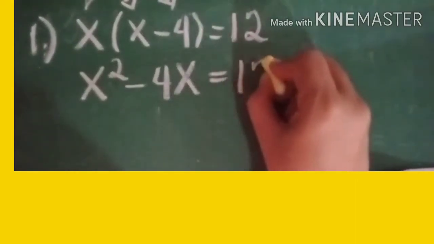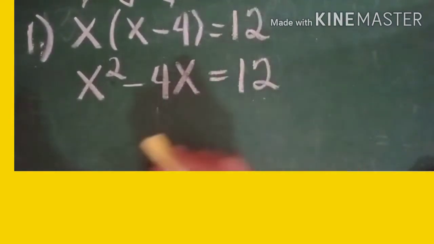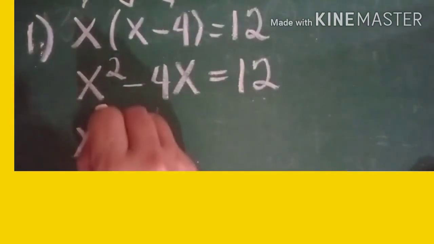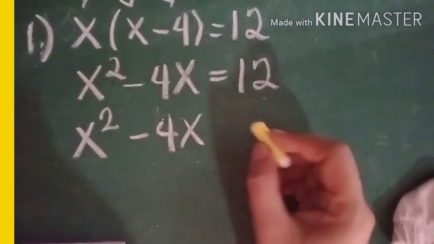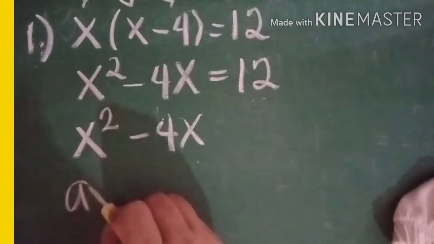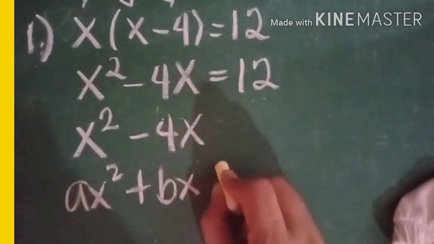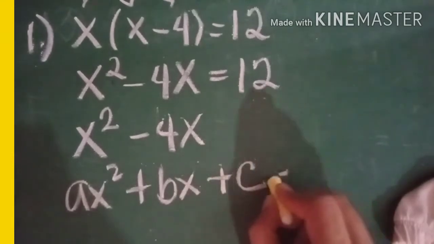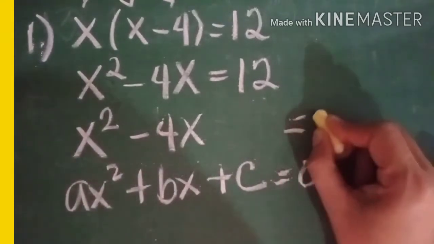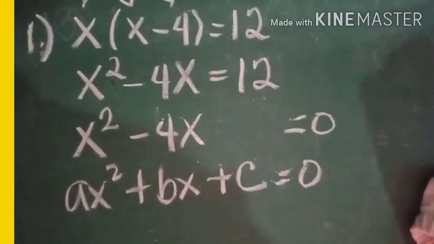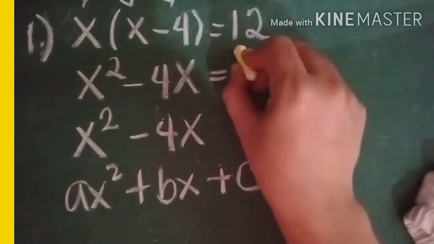equals 12. Okay, and then isusulat natin into standard form. Rewrite x squared minus 4x. Then the standard form is ax squared plus bx plus c equals 0. So yung x squared minus 4x equate natin sa 0, and then yung 12 ilipat natin sa left side.